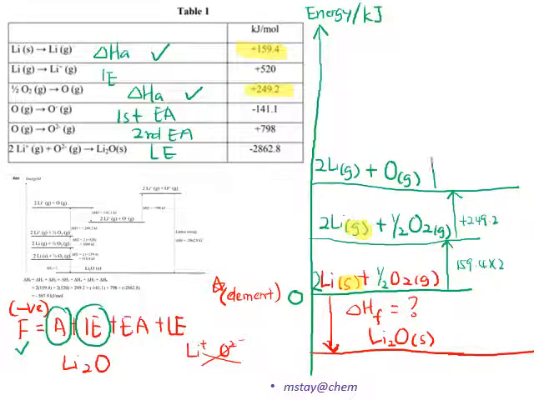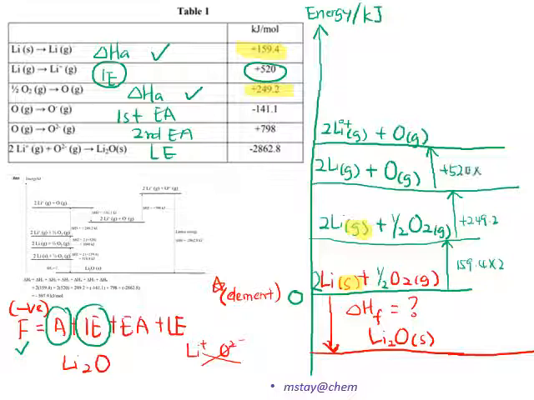After done with the atomization energy, the next one is the first ionization energy. We go up again because this ionization energy is a positive value. After this we will get 2 lithium gaseous ions plus O gaseous atom. Again we have 2 moles of lithium gaseous atoms, so this value, positive 520, needs to be multiplied by 2.